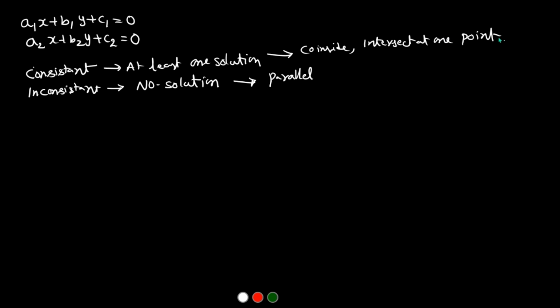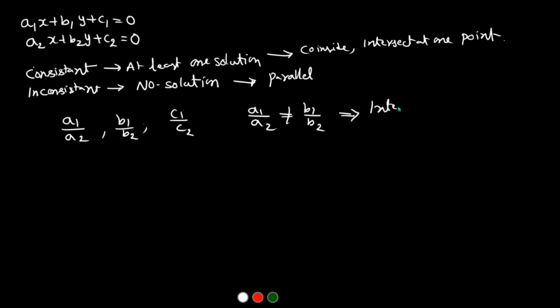Okay, so how do you find? We have seen that the two lines are either consistent, or parallel, or coincident, or intersecting. We will find the ratios a1 by a2, b1 by b2, c1 by c2. The a and b coefficients are always related to the slope of the equations. If a1 by a2 is not equal to b1 by b2, then the two lines intersect at one point.